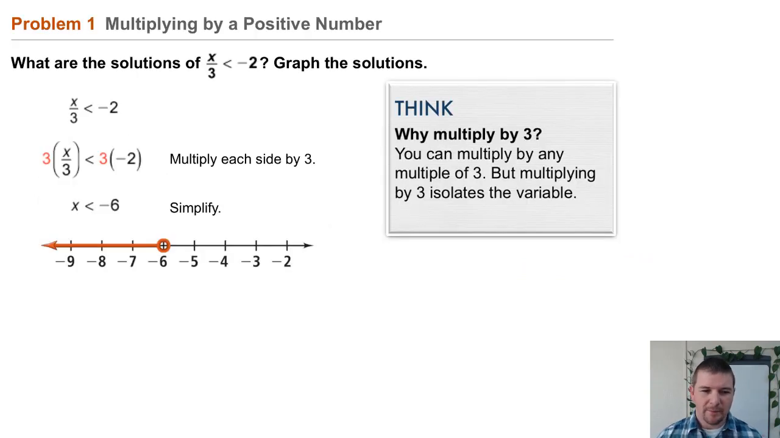This leads us to problem 1, multiplying by a positive number. What are the solutions of x divided by 3 is less than -2? And graph the solutions. So remember, our first objective: isolate x using inverse operations. Currently it's x divided by 3. The inverse of dividing by 3 is to multiply by 3. We do that to both sides of the inequality, just as though it were an equation. We find that x is less than -6. Open dot at -6 and an arrow pointing to the left.